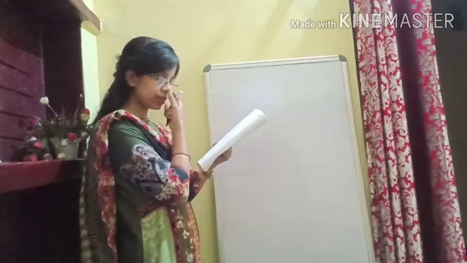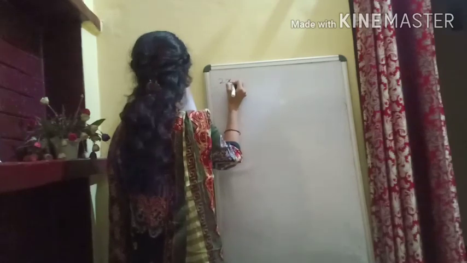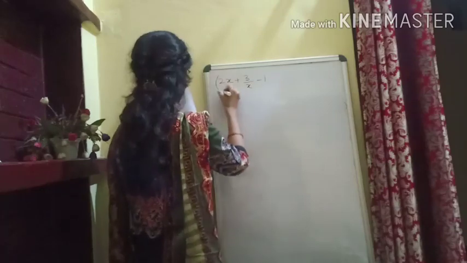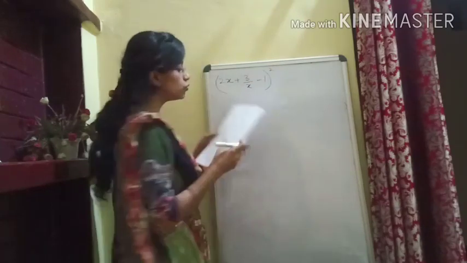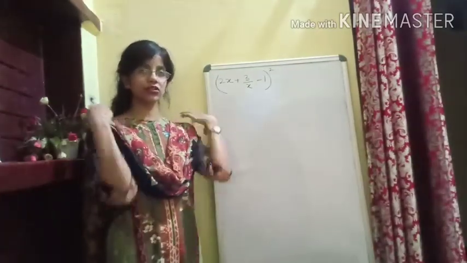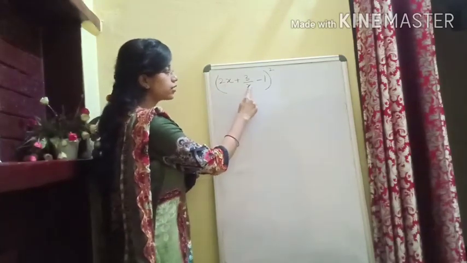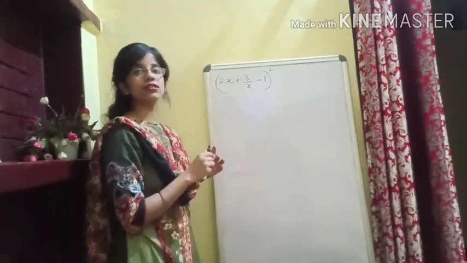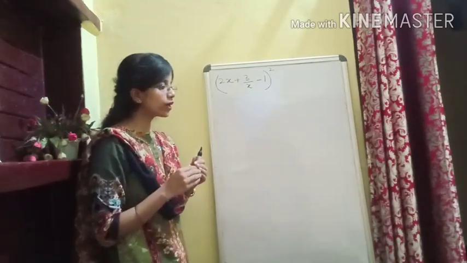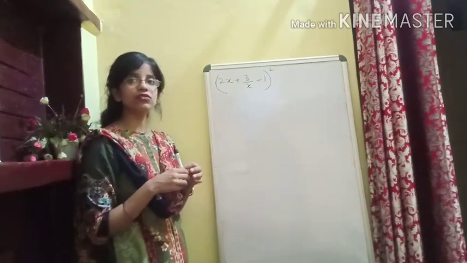Okay, what if a question is given like that: (2x + 3/x - 1) whole square. Now you all tell me which identity we are going to use. As you can see, we have three terms: first term, second term and third term. So we are going to use identity number 3, that is (a + b + c) whole square. What is the identity? a square plus b square plus c square plus 2ab plus 2bc plus 2ca.